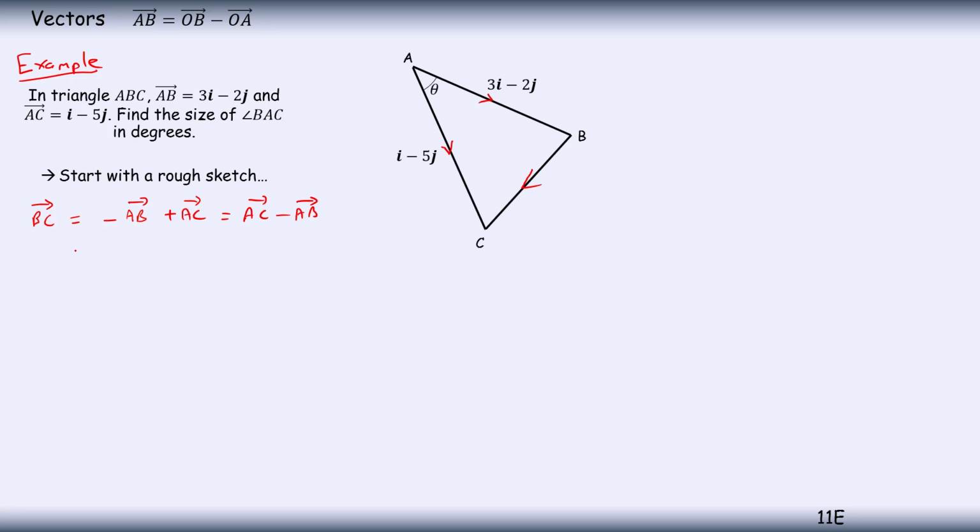Which is equivalent to i minus 5j minus AB, so 3i minus 2j. Put that in brackets, because once you've got a negative there, it's going to affect the terms in the brackets. So that's going to be i minus 3i minus 5j plus 2j. That gives me i minus 3i is minus 2i, and minus 5 plus 2 is minus 3j. So I've got BC. Now I've got BC, I've got all three sides. Let's write this in here. Minus 2i minus 3j.